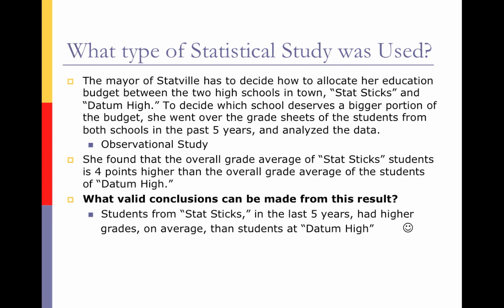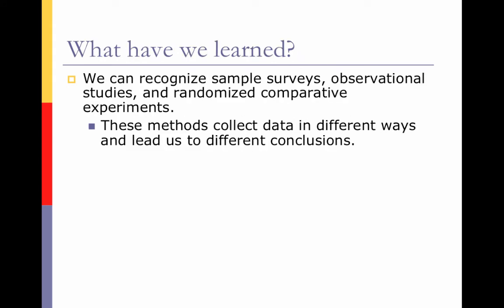So let's talk about what we have learned. We can recognize sample surveys because you're designing a survey and actually asking people or having them fill something out. An observational study is where you are just watching data as it unfolds or taking past data and analyzing it. And a randomized comparative experiment: you're comparing multiple treatment groups to see if your treatment has an effect or not. These methods collect data in different ways and then lead us to be able to make different conclusions.